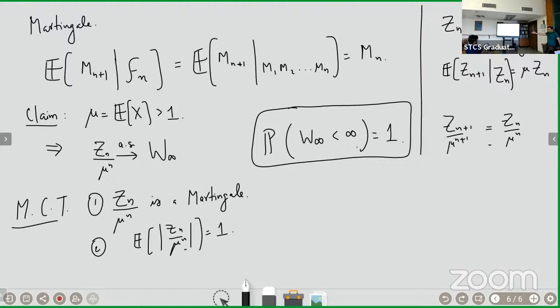But to show something like that, you need some power. What it is really saying is that my process is exploding every time because mu is greater than 1. So one would expect mu to the power n particles in level n, not too far away from that, with very high probability. So mu to the n is nothing but the expected value. So how close are you to the expected value? Zn divided by mu to the n, with very high probability, remains bounded.